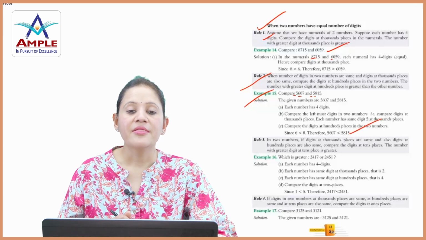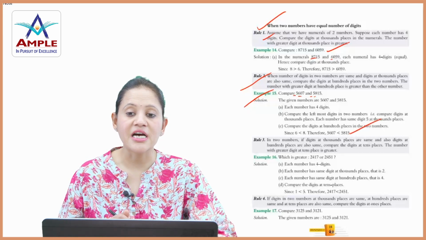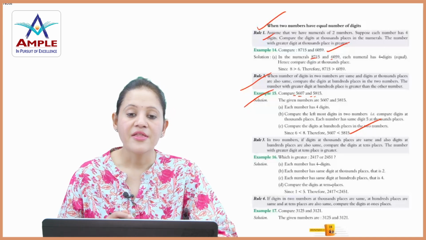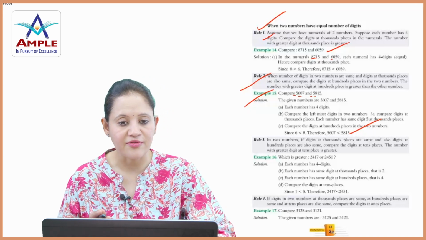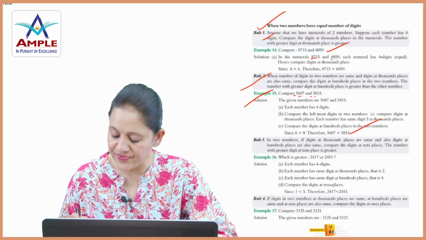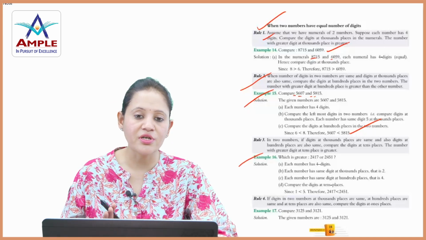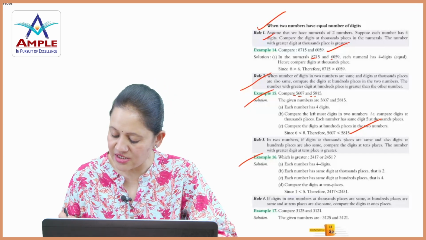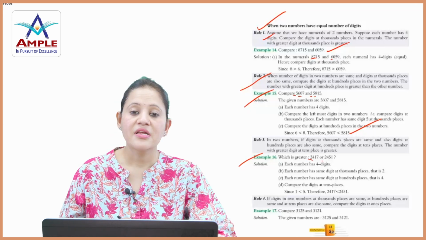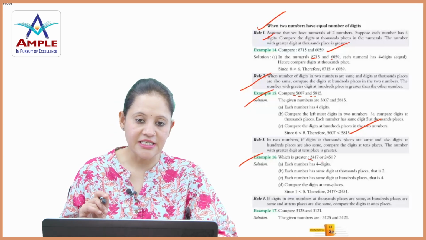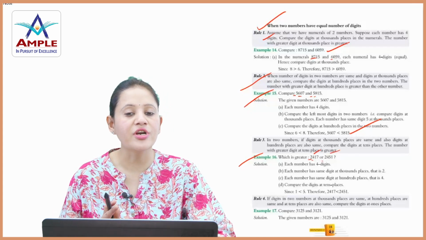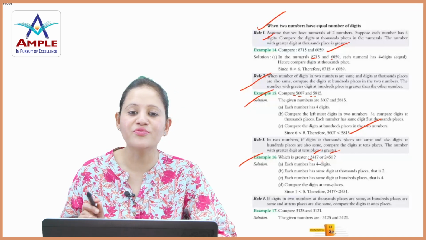Now, rule number 3. In two numbers, if the digits at the 1000 place are the same and the digits at the 100 place are also the same, we will compare the digit at the 10th place. The number with the greater digit at the 10th place will be greater. For example, which one will be greater, 2417 or 2451? Both are 4-digit numbers. Start comparing from the leftmost digit. 2 and 2: the digits at the 1000 place are the same. The digit at the 100 place is also the same. Now, compare the digit at the 10th place. Here it is 1 and here it is 5. 1 is less than 5, so 2417 will be less than 2451.